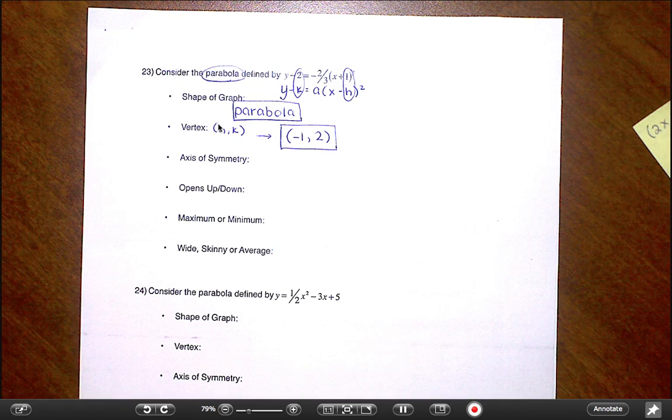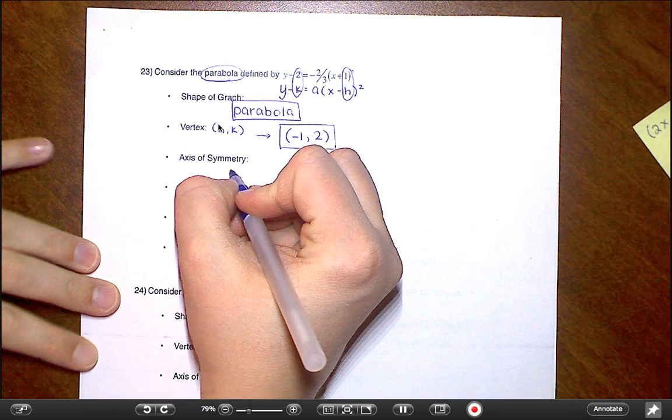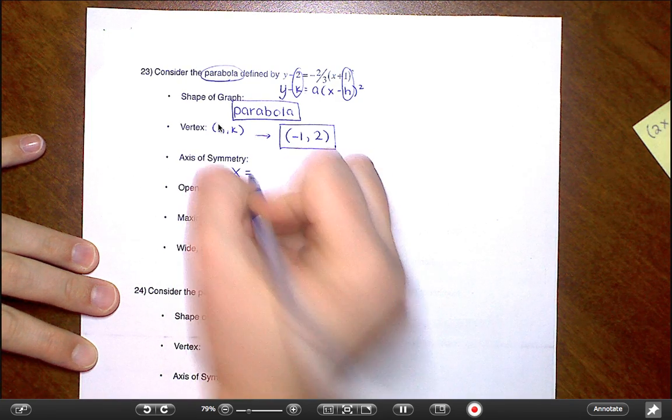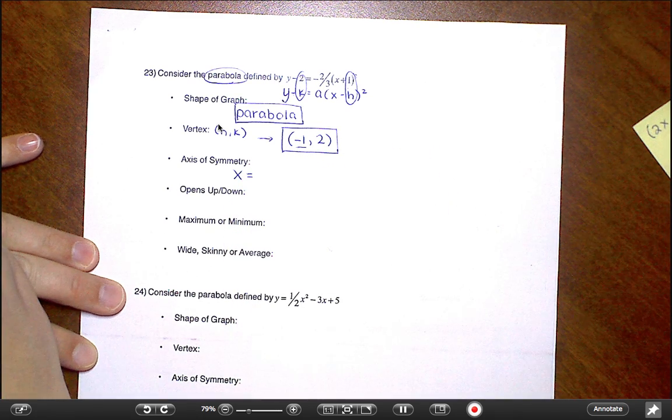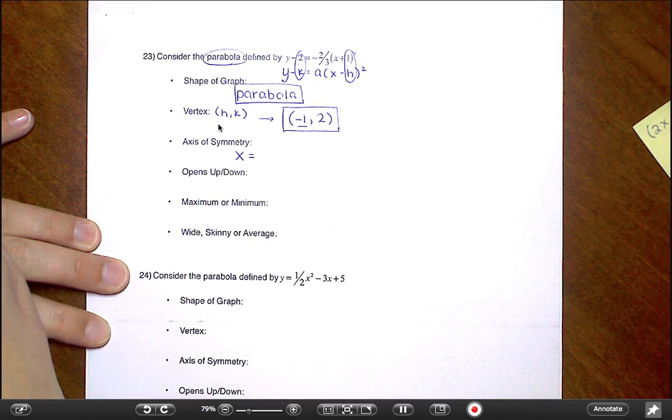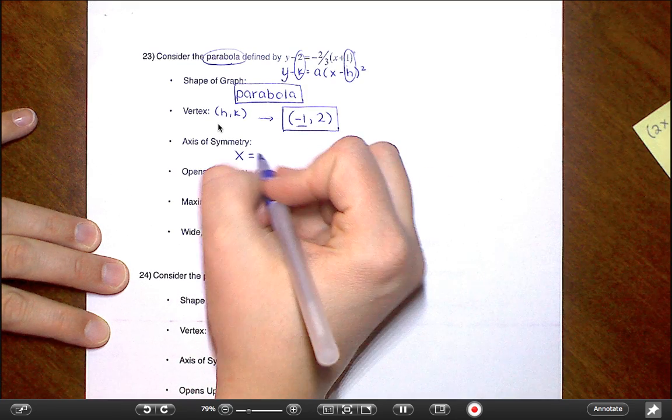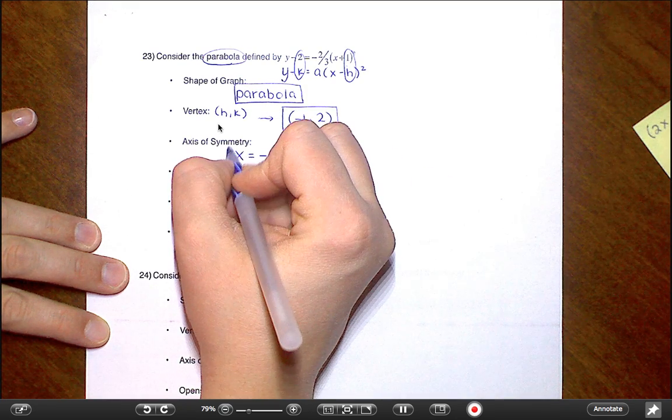Now, for axis of symmetry, that's always just a vertical line, so the equation is x equals a number, and the number is always the h value from the vertex. It's always the first number from the vertex. So this would be x equals -1 as my axis of symmetry.